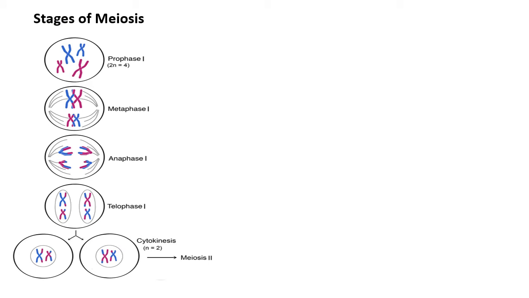So now let's look at the different stages of meiosis. The first thing I tell students when it comes to meiosis is to remember that meiosis occurs in 2 phases. You have meiosis 1 and you have meiosis 2. And as a result of that, you name the different stages of meiosis accordingly. So you say prophase 1 if you're talking about meiosis 1, and then prophase 2 if you're talking about meiosis 2.